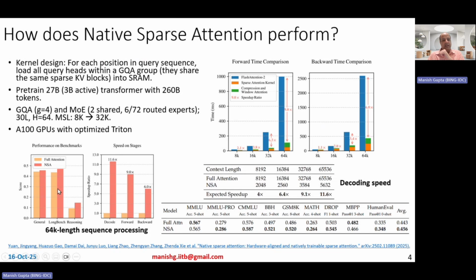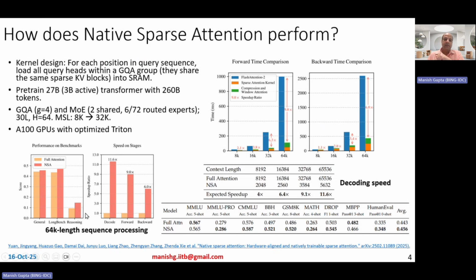These results are very powerful results. As you can see, this is on 64K length sequence processing on various kinds of tasks like general NLP tasks, LongBench tasks, and reasoning tasks. The first picture shows that whether you use full attention or the NSA methodology that they have proposed, the accuracy does not suffer. In fact, the scores, if at all, are better, if not equivalent, so they're slightly better in that sense.